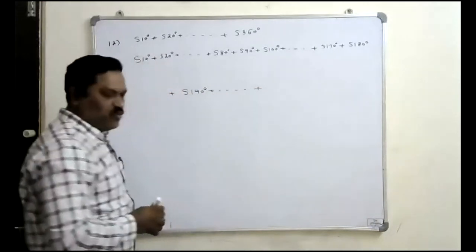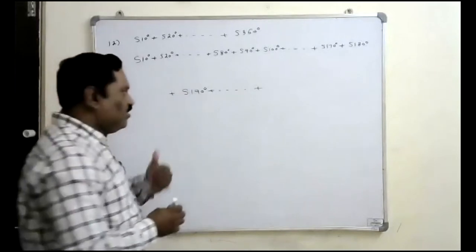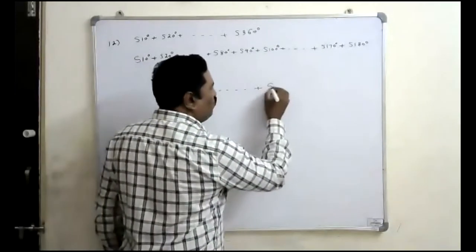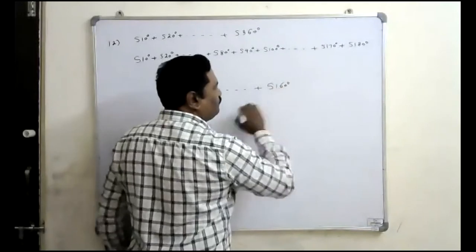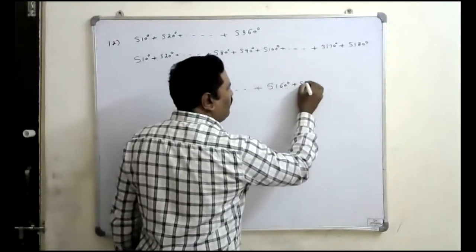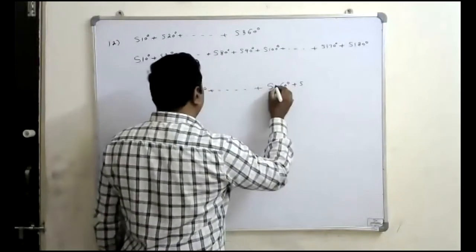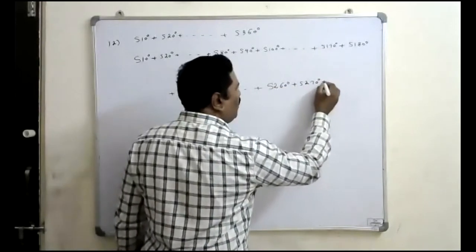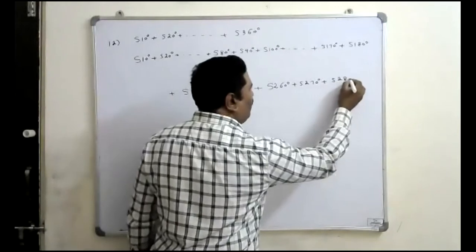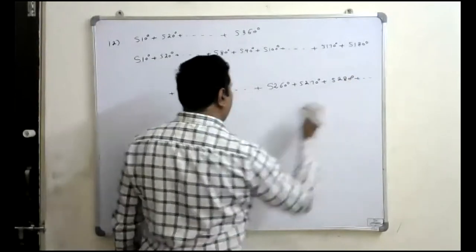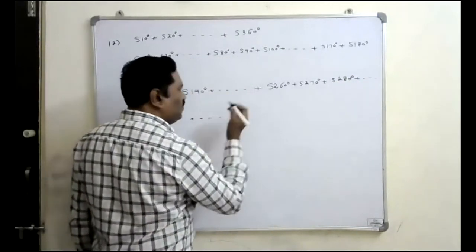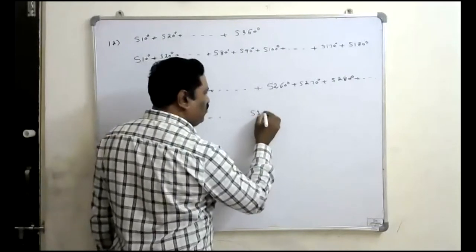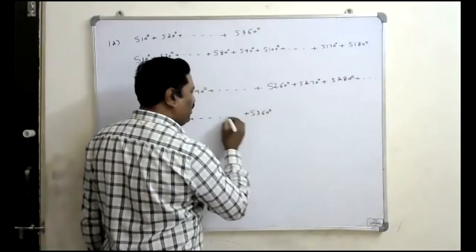The next quadrant angle is sine 270. Before that we have sine 260, then we'll have sine 270, plus sine 280, plus and so on. The next quadrant angle is sine 360. Before that, we will have sine 350.